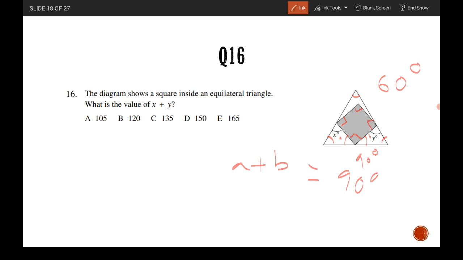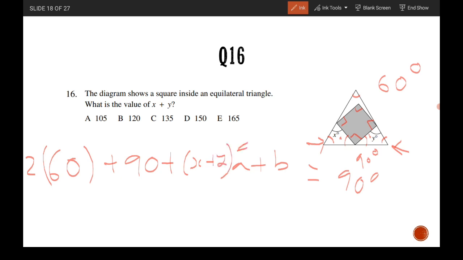And then on this triangle here, we know the sum of one triangle is 180, so the sum of both triangles is 2 times that value, 360. So I know that 2 times 60 from these two, A plus B is 90 because we just worked that out, and what we don't know is x plus y. And that all equals 360.